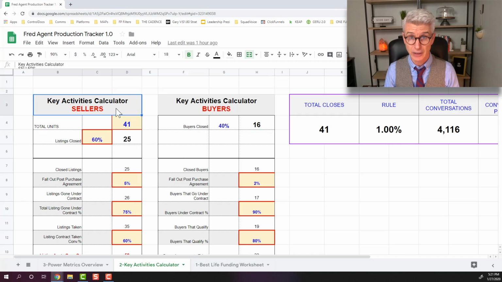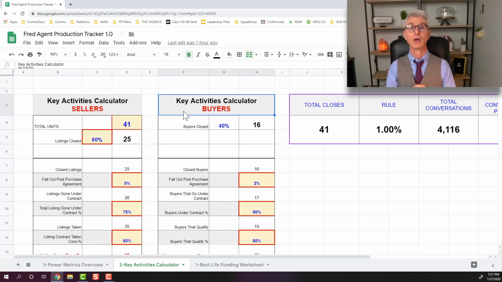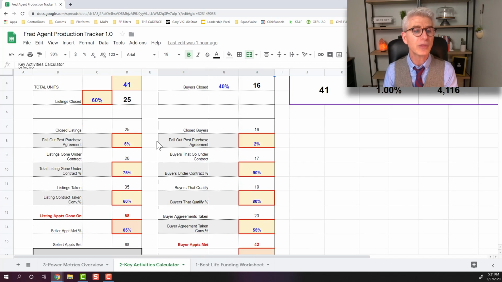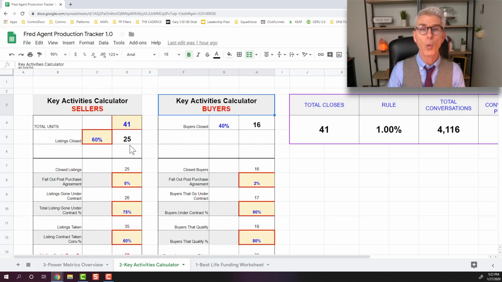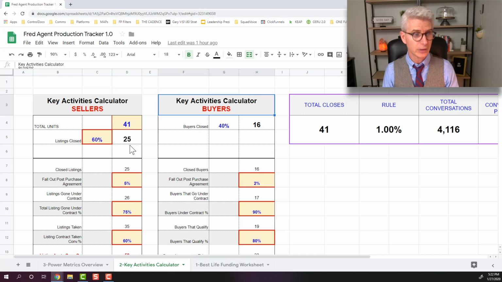So here's what we have. We have an activities calculator for sellers and an activities calculator for buyers. So I want you to walk down this with me. Now the calculator is going to do this for you. Everything that's in a yellow cell is variable, so you can play with that. Everything that's in a clear cell is a formula, so don't mess with that, okay? So yellow cells are variables. You put numbers in, and if it's a clear cell, it has a formula in there, so just leave that alone. So let's walk down the seller activities calculator.